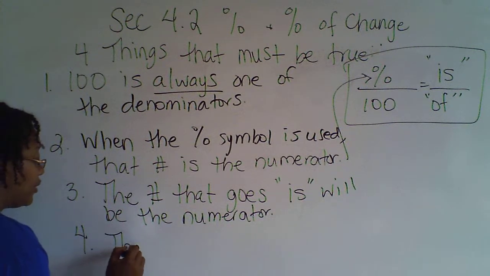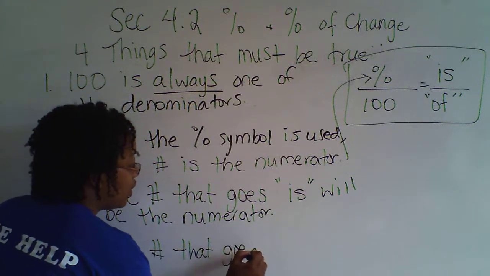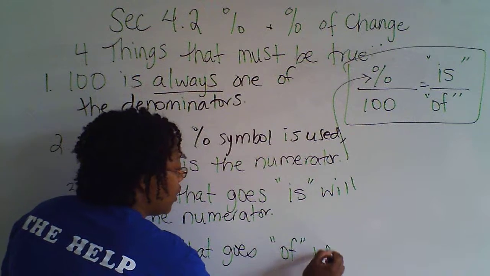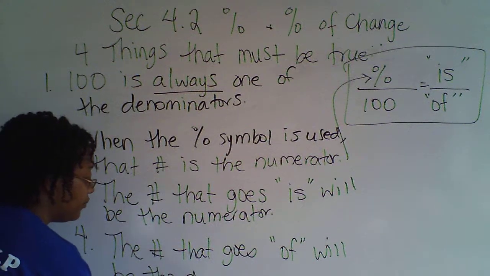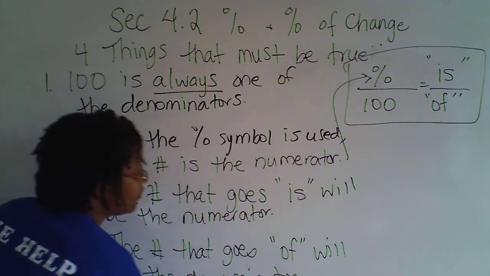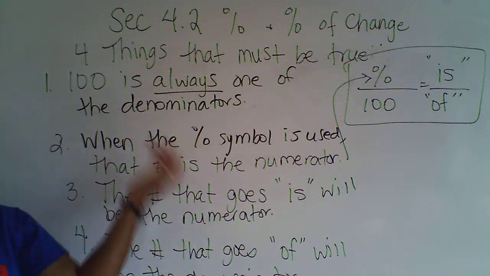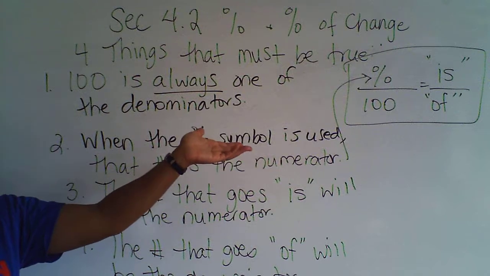The number that goes with the word of will be the denominator. So if you follow these 3 statements, these 4 statements rather, really 3 because number 1 is always going to be 100. If you follow these 4 statements, that's going to help you set up your proportion.